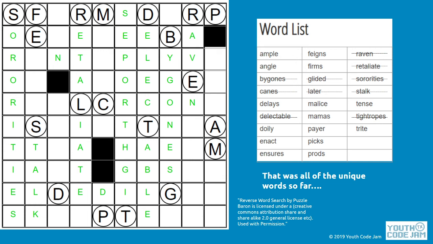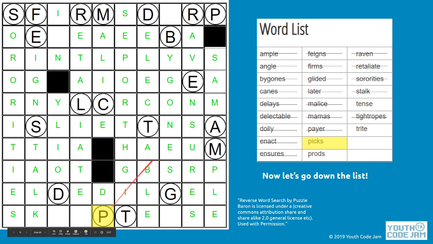Next is picks. We've got our two P's. Picks doesn't fit this way or this way or this way, so it must be using this P. Picks will fit this way, P-I-C-K-S. Doesn't fit here, here, this way, or this way. So we know that picks must just go backwards horizontally like that, P-I-C-K-S.